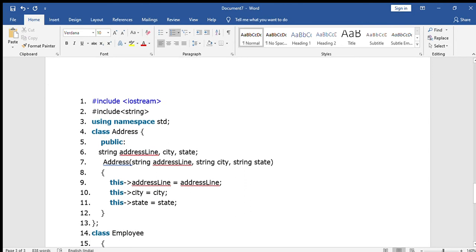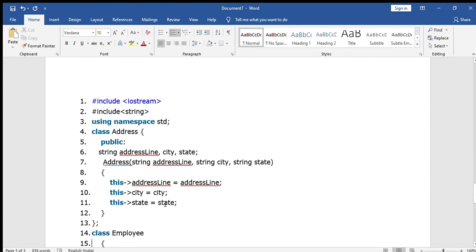Okay, so observe what things are there. Using namespace std, class Address, public string. This is the class which I took from string.h. Then string addressLine, city, state. Instead of taking a char array of a fixed size, I directly took a variable, called addressLine. Okay, string addressLine, string city, string state. So this->addressLine equals addressLine, this->city equals city, this->state equals state.